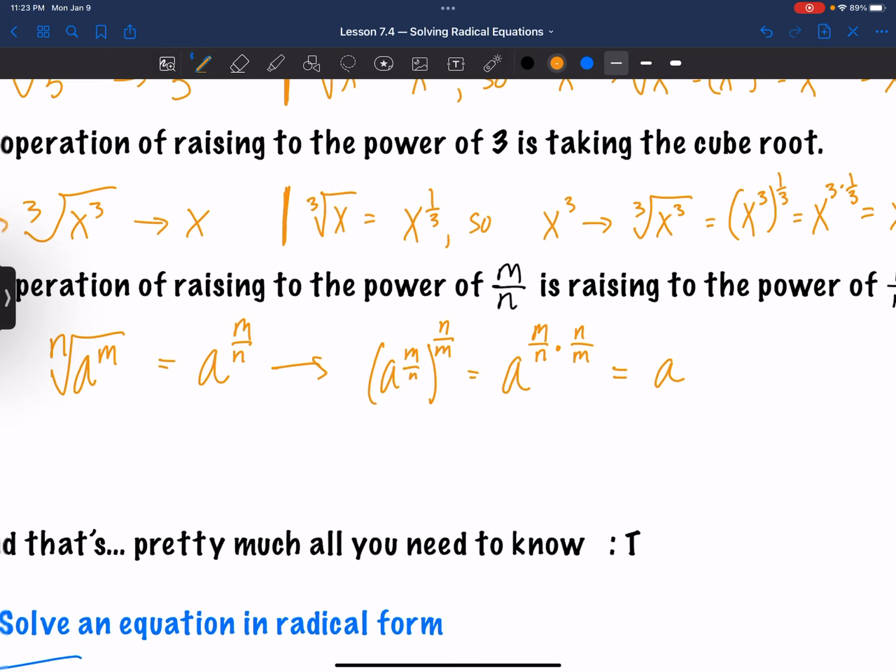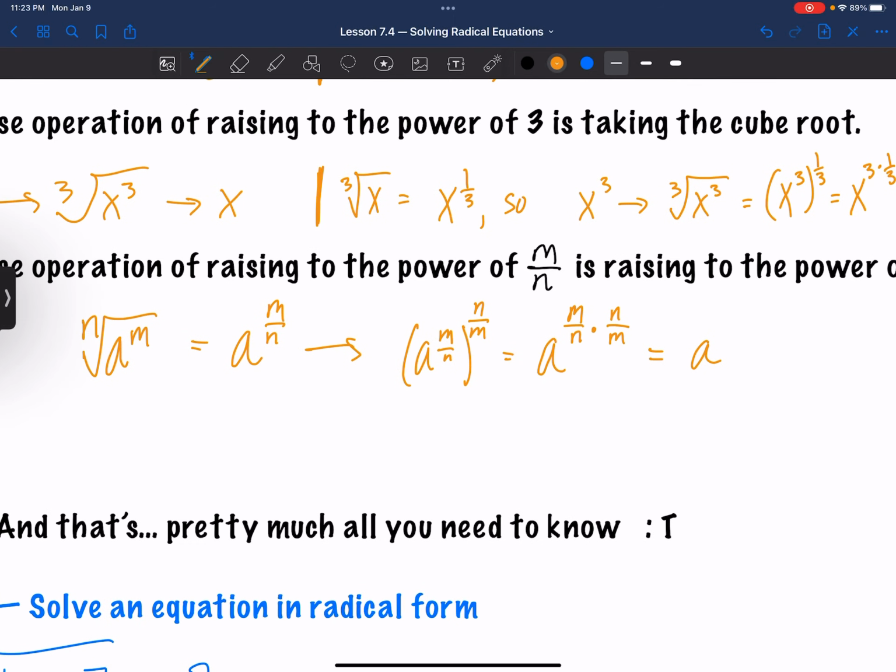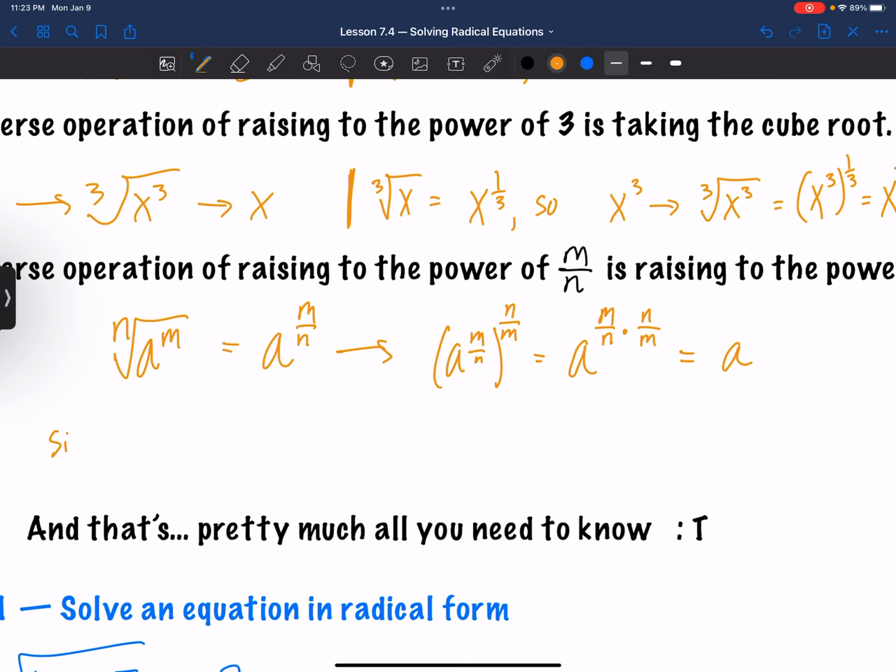It sort of undoes it, right? You can think of this similarly. What I'm doing here is two operations in one. I am taking the nth root of a to the m, and it actually doesn't really matter what order you do it in, but I might say it's like taking the nth root of a to the m and raising it to the power of n, so that it's a to the m, and then taking the mth root of a to the m, which equals a.